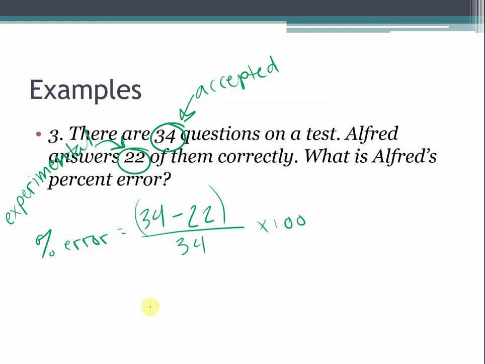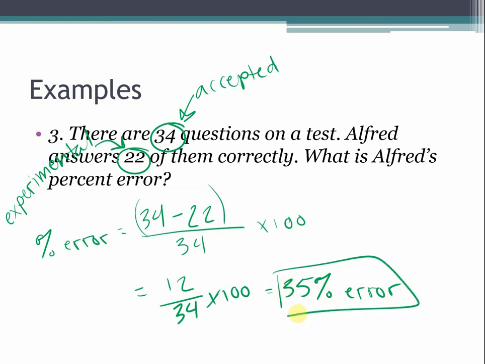So then once again, solving this through, 34 minus 22 is 12 over 34 times 100. Solving that through the rest of the way, you should end up with 35% error. So once again, Alfred, not super accurate on his test. Don't be like Alfred. Study for your test.